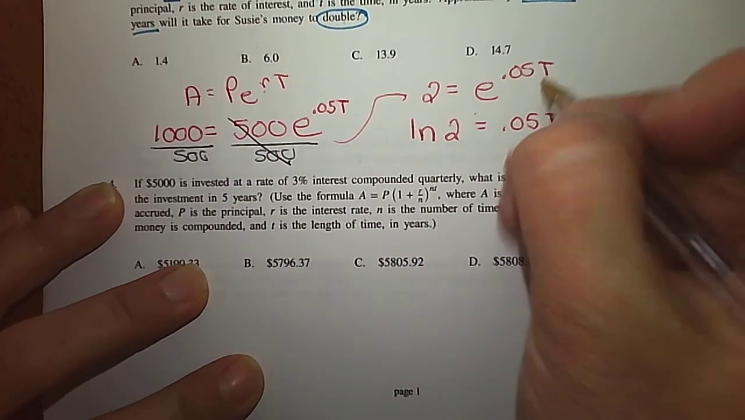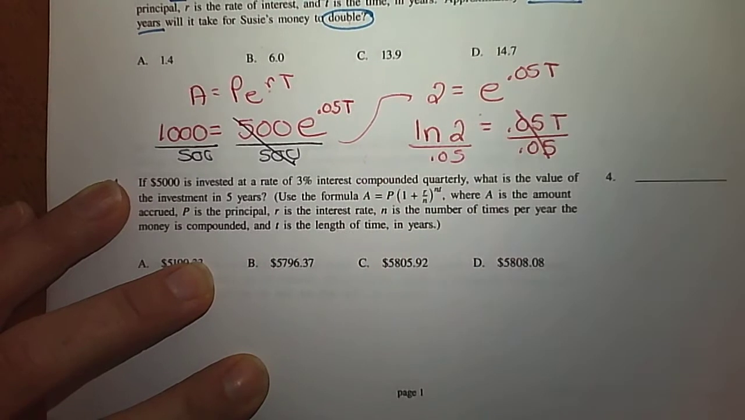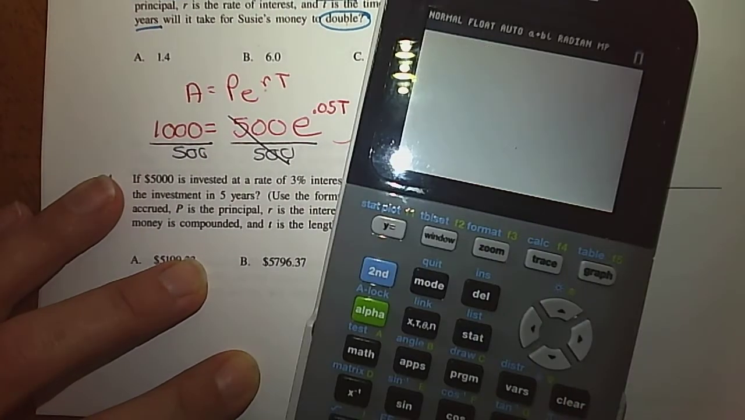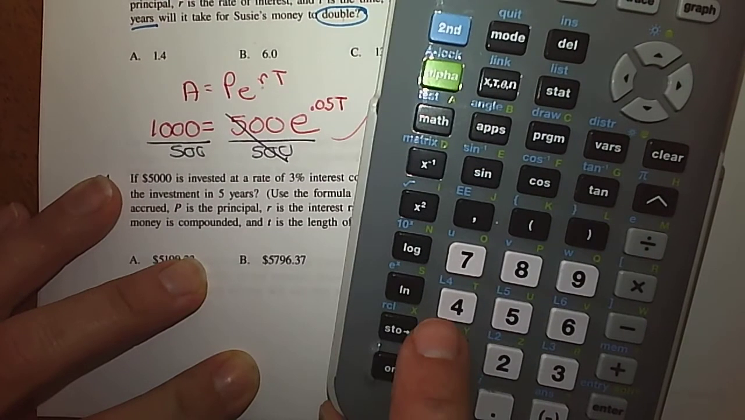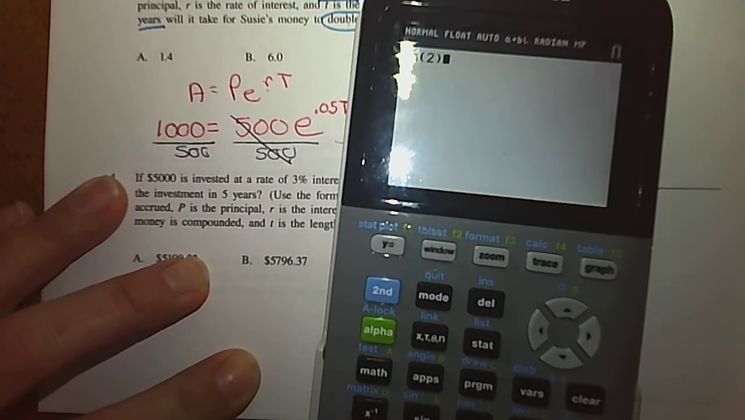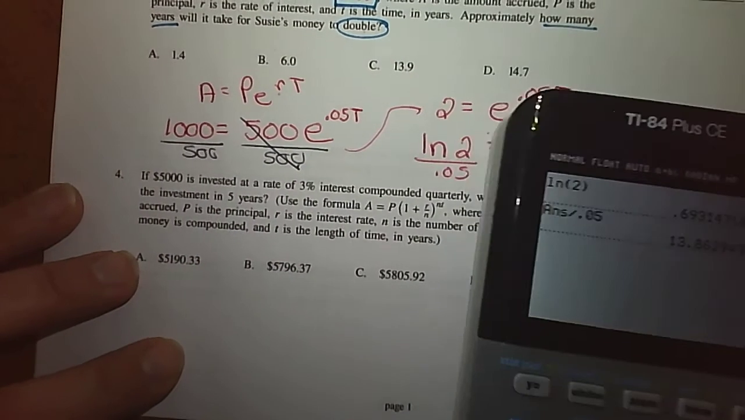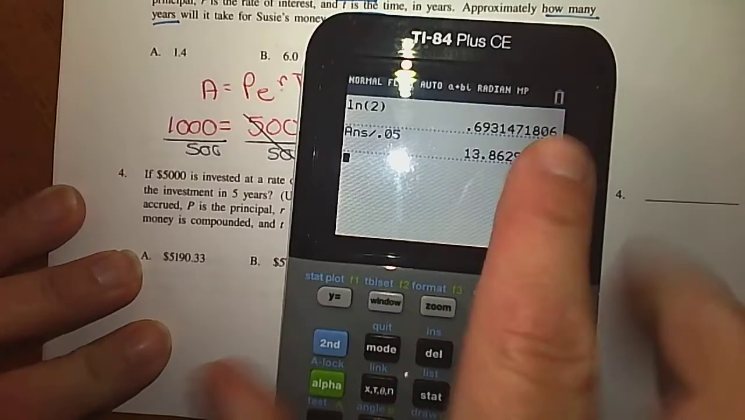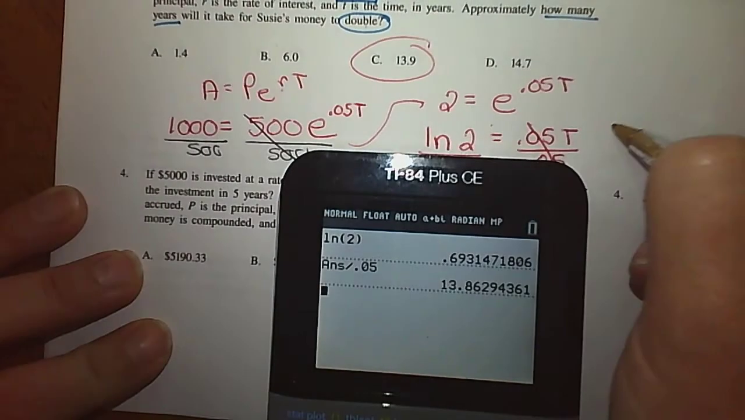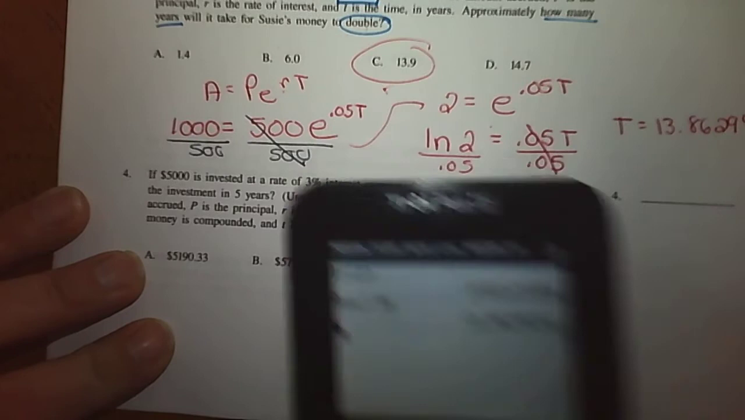Now, we got to get the t alone. So we're going to divide by 0.05. That cancels. Go to my calculator. Remember, the natural log button is right next to the 4 right there. So I hit the natural log 2 divided by 0.05. And what do they want? How long would it take? How many years? 13.9 it looks like. So it's going to be choice C. So t equals 13.86294361, which is why I picked choice C.